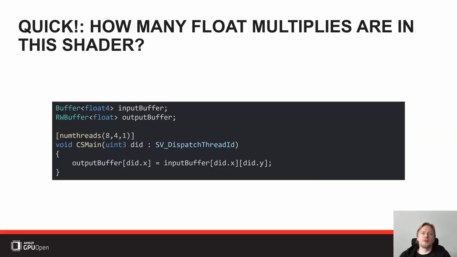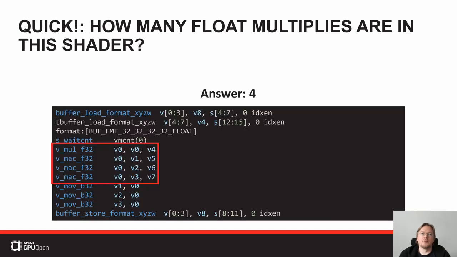Before we get started, though, I have a small quiz for you. In this code here, how many floating point multipliers do you see? I'll give you a few seconds to think about it. And yes, the answer is 4. There are 4 floating point multipliers in this code.